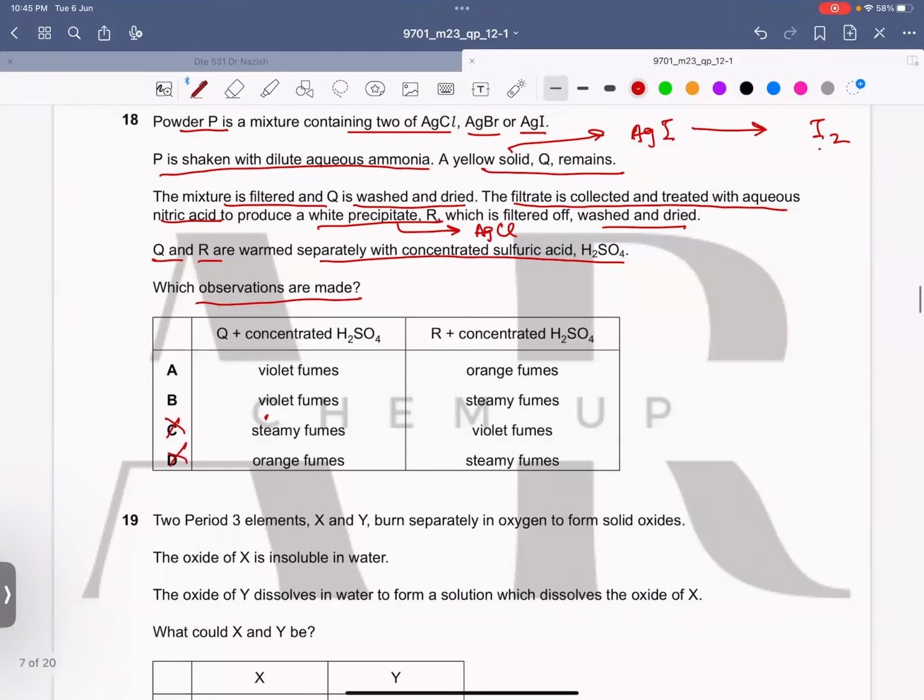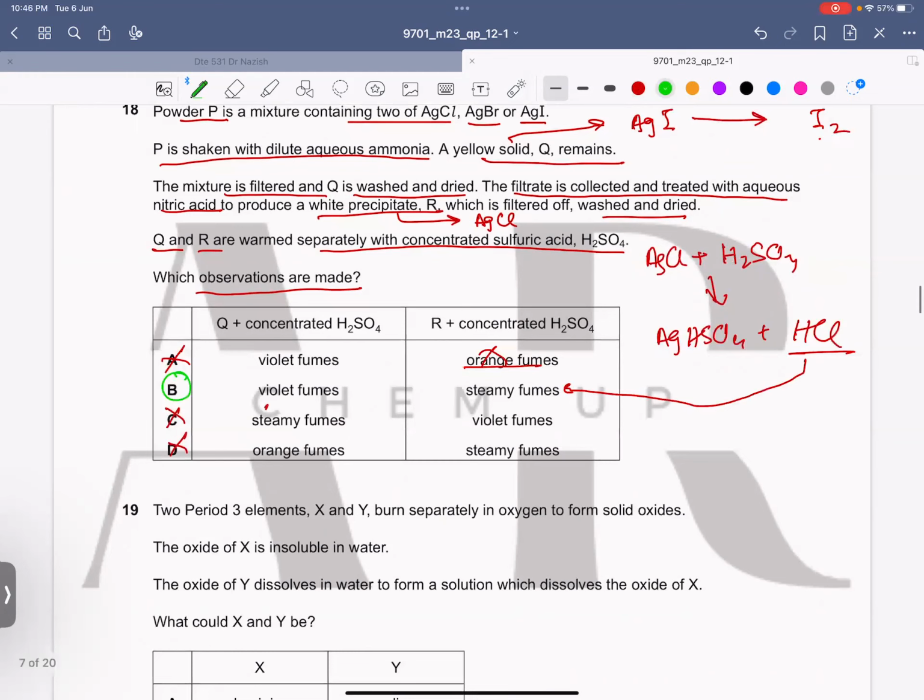And here with sulfuric acid and the chloride, because when we add H2SO4 with it, we will end up with AgHSO4 and HCl. So HCl never undergoes reaction further. So HCl will show you steamy fumes, not any orange fumes. So A goes wrong and B is the correct answer. Okay, is this clear to everyone?